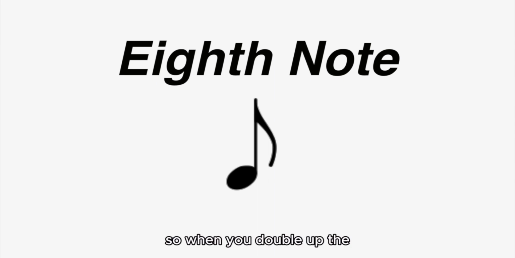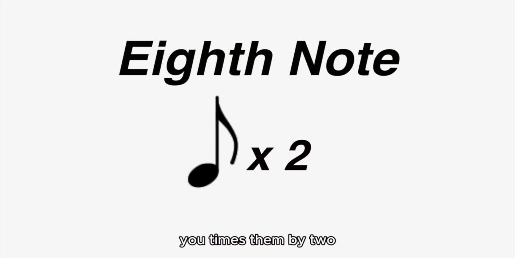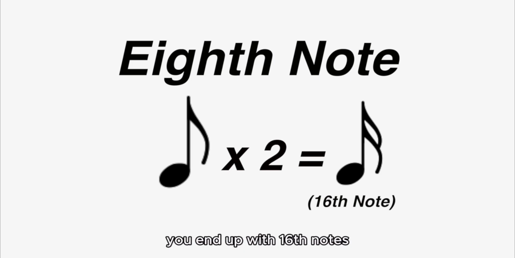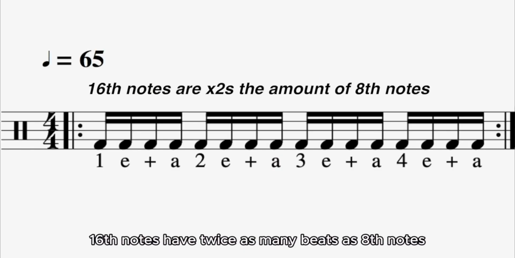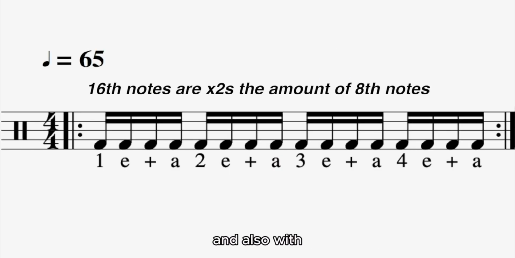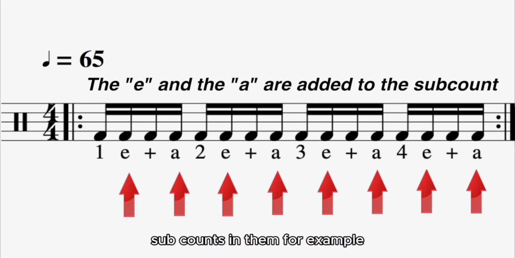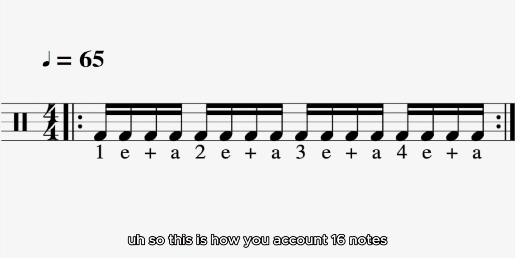So when you double up the 8th notes or you times them by 2, you end up with 16th notes. 16th notes have twice as many beats as 8th notes. And also with 16th notes, you'll notice that there's more subcounts in them. For example, you have the 1, and then you have the newly added "e", then you have the already added "and", and then you also have the newly added "a". So this is how you would count 16th notes.